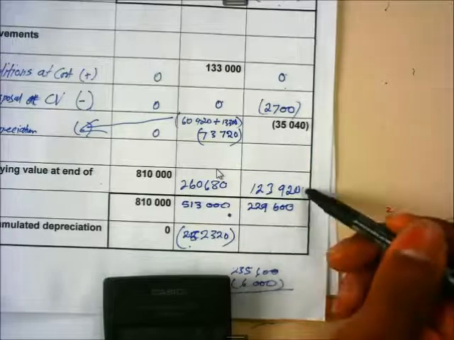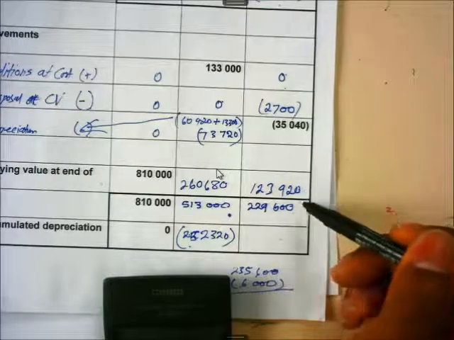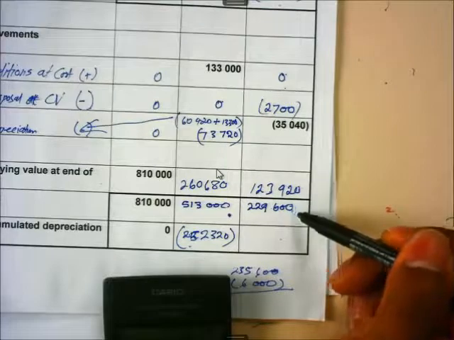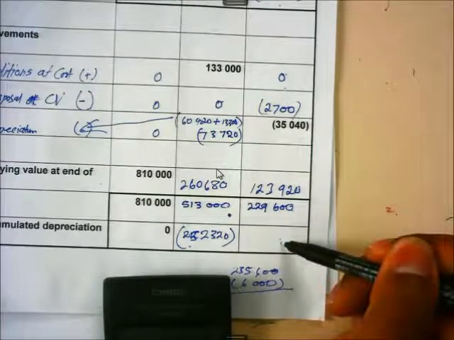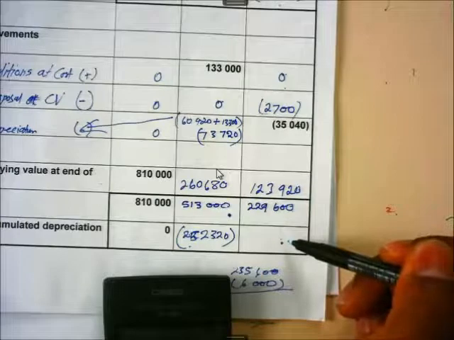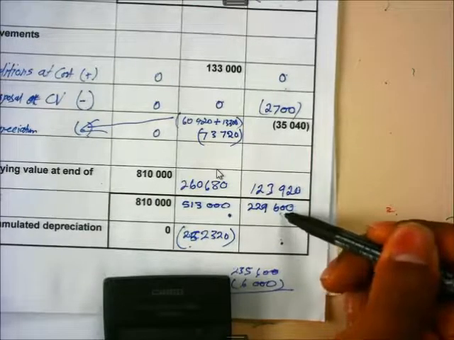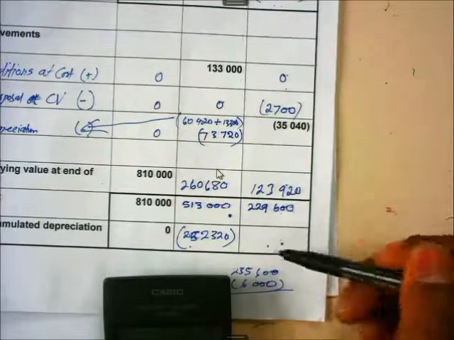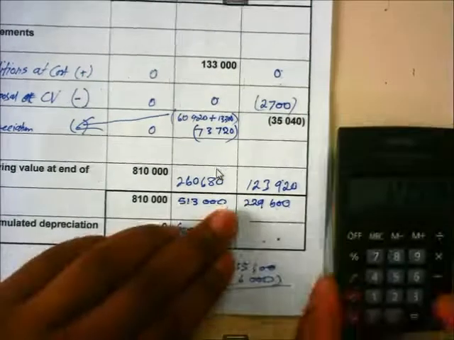Now, if we have two variables, it's easy to calculate the third variable. Normally, when we calculate the carrying value, we say cost price minus accumulated depreciation. Therefore, the same logic applies. If we want to calculate accumulated depreciation, we can say cost price minus carrying value. It will give us accumulated depreciation.